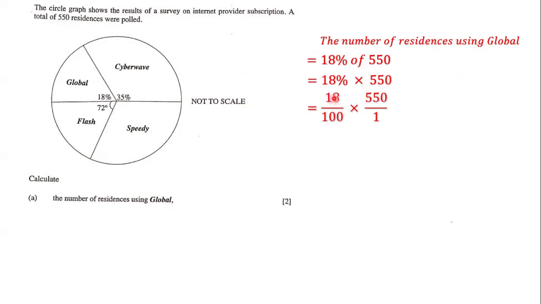We put 18% expressed as a fraction. That's 18 over 100, and we multiply that by 550 over 1. So we say 18 times 550, and that gives us 9,900. We have 100 times 1, which is 100. Next, we divide these two numbers. And when we divide them, we get 99. So that means that the number of residences using Global is 99.